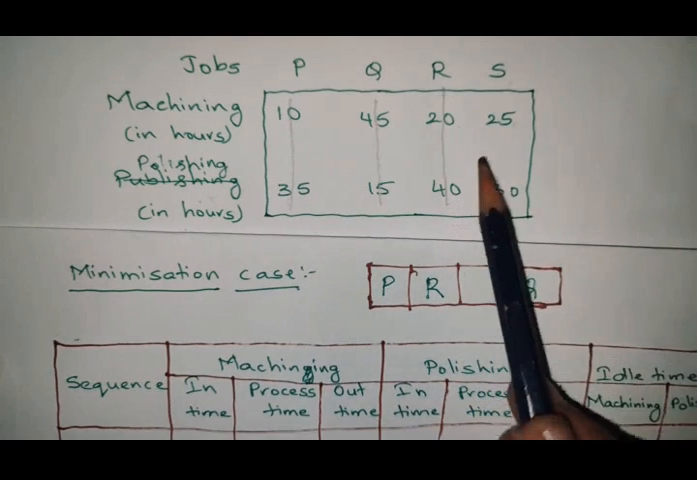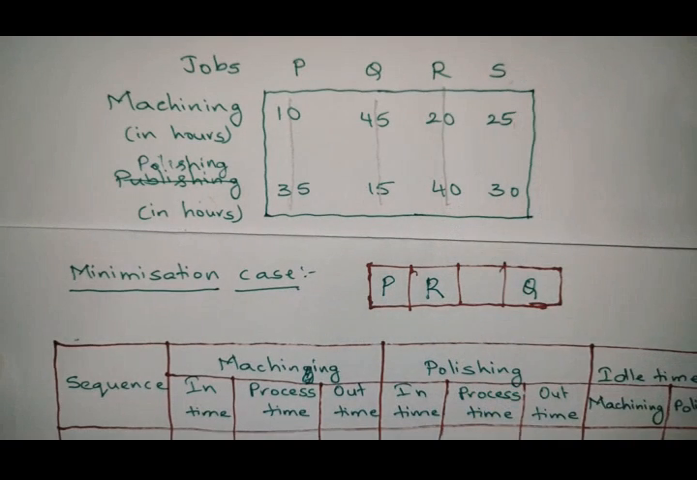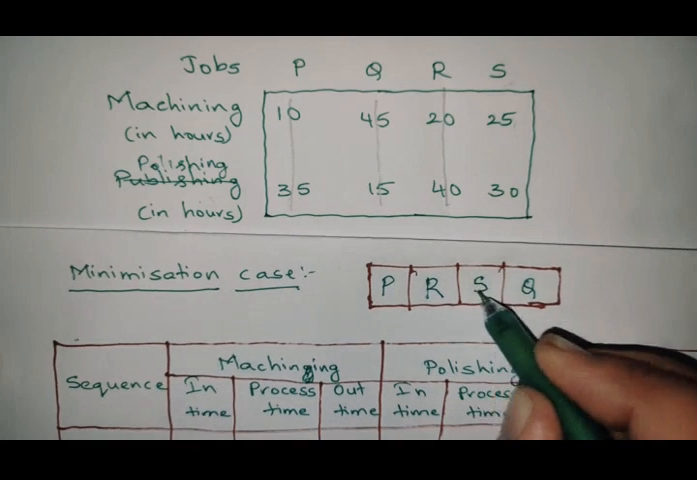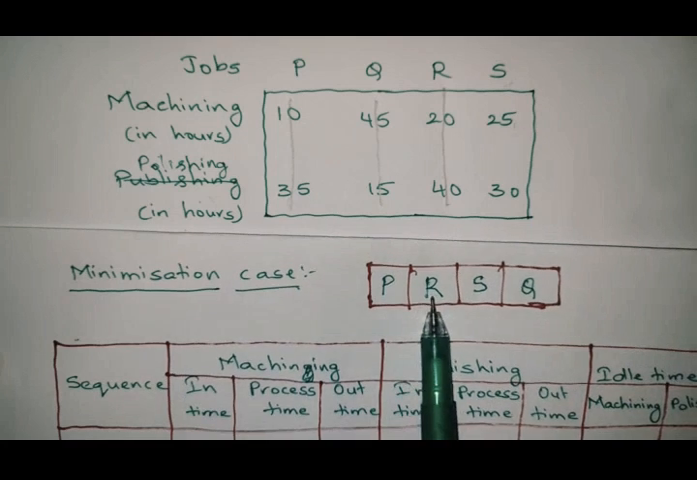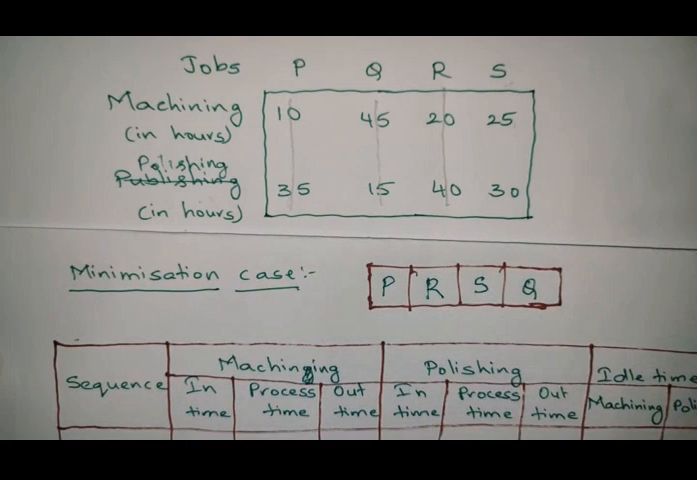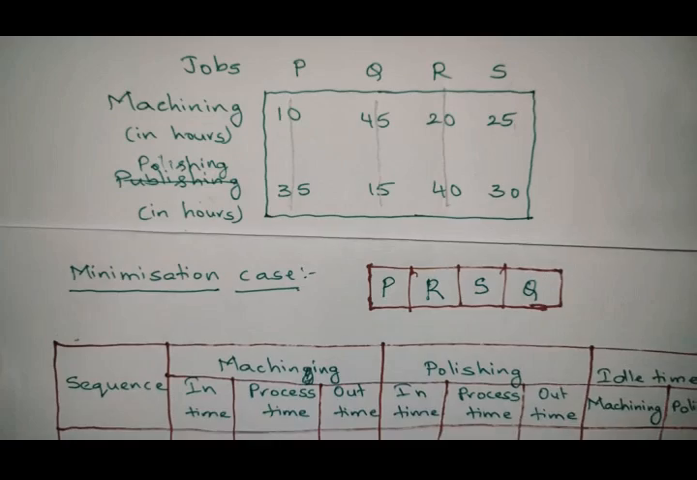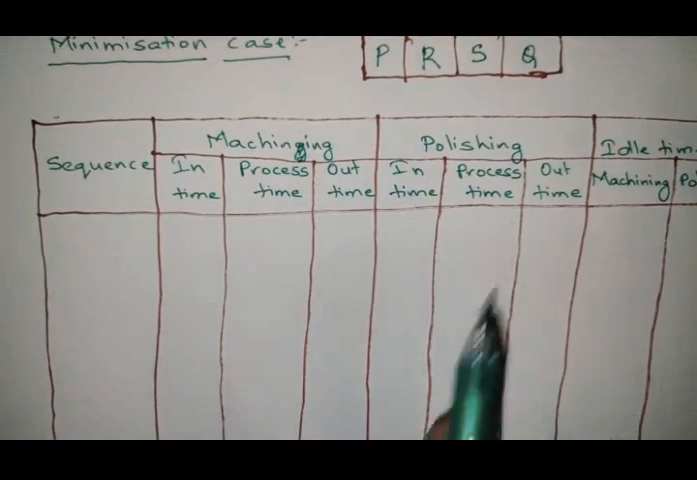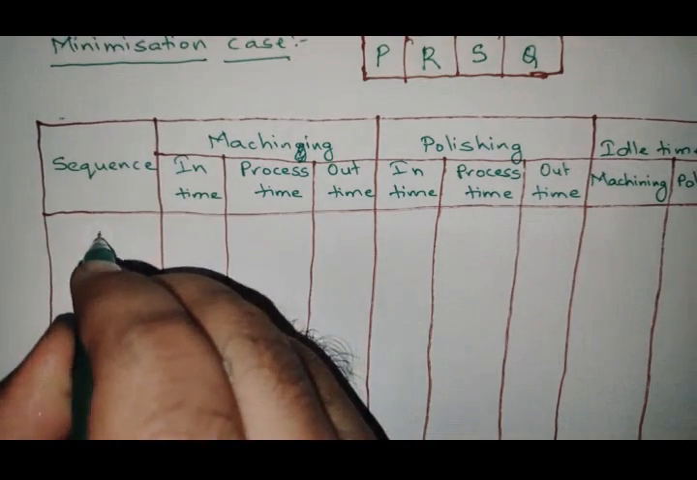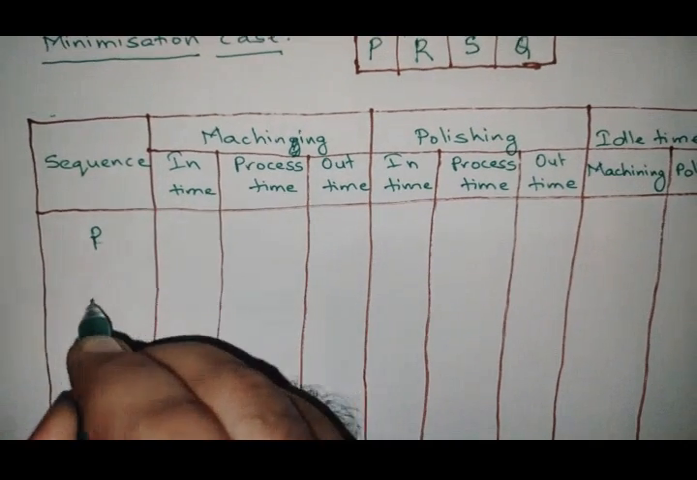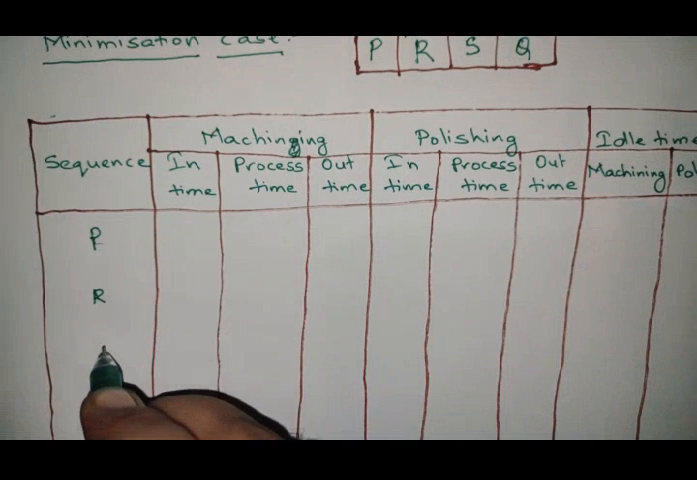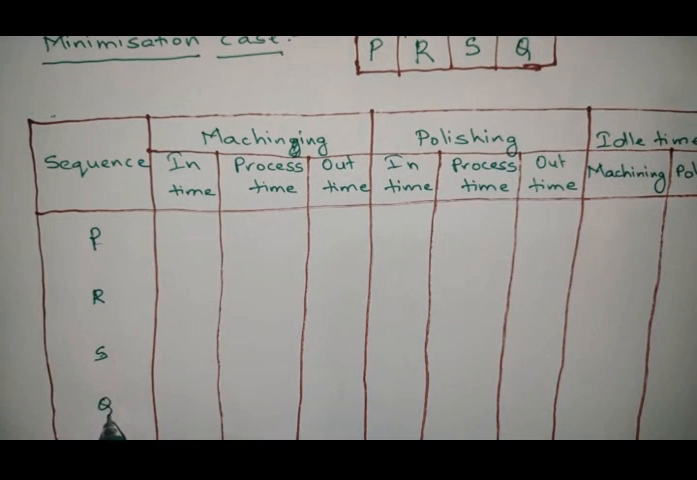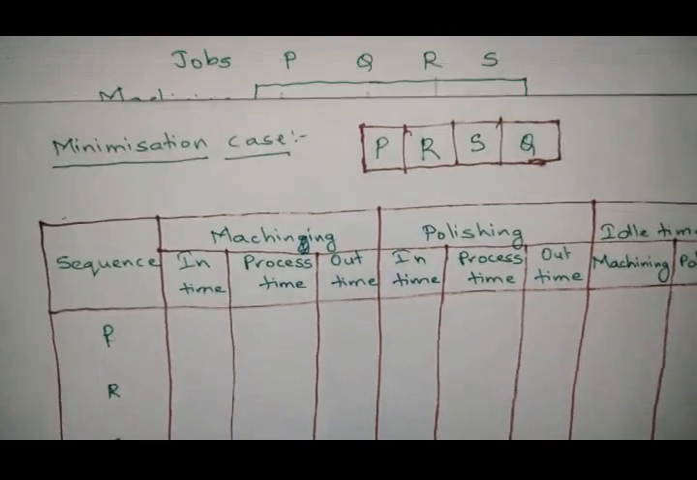So what is the remaining job? Yes. So that's why write S in the remaining grid. So now what is the sequence? P, R, S, Q. So now write that sequence in the table. P, R, S, Q.